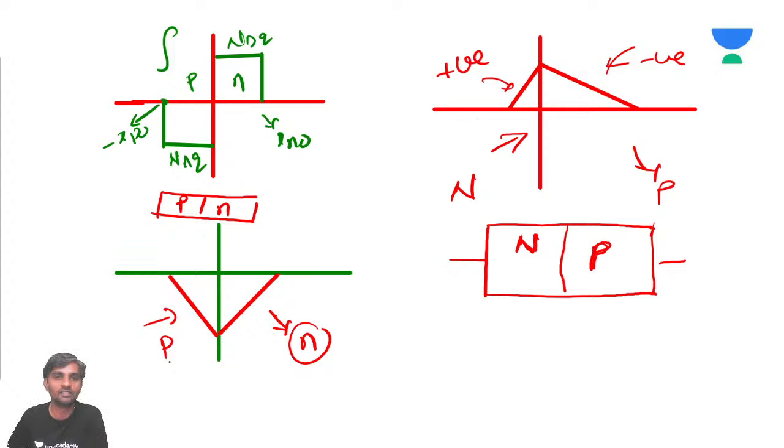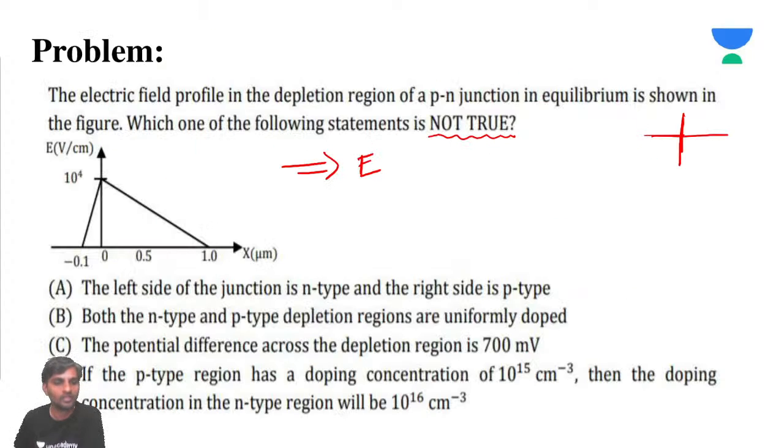Now we'll see the left side of the junction. Not true. The left side of the junction is N type and the right side is P type. Yes, this is right. This is a true statement. Both N type and P type depletion regions are uniformly doped. It could be. Why not? Yes, the depletion regions can be uniformly doped.